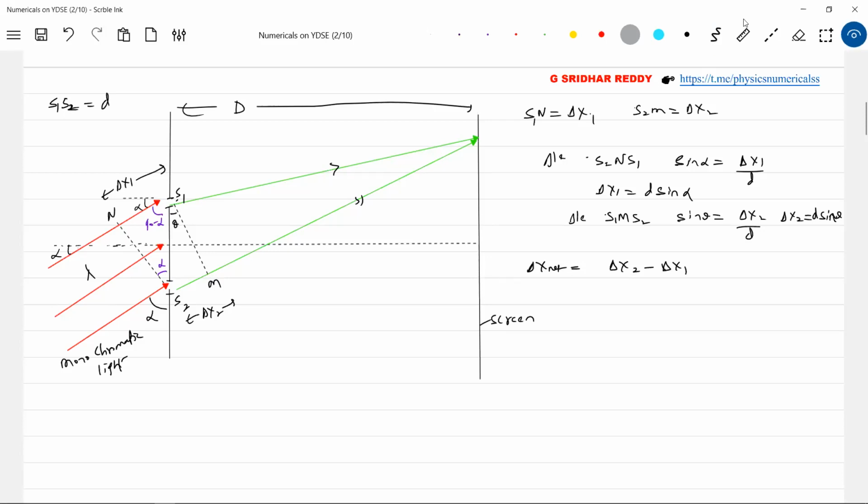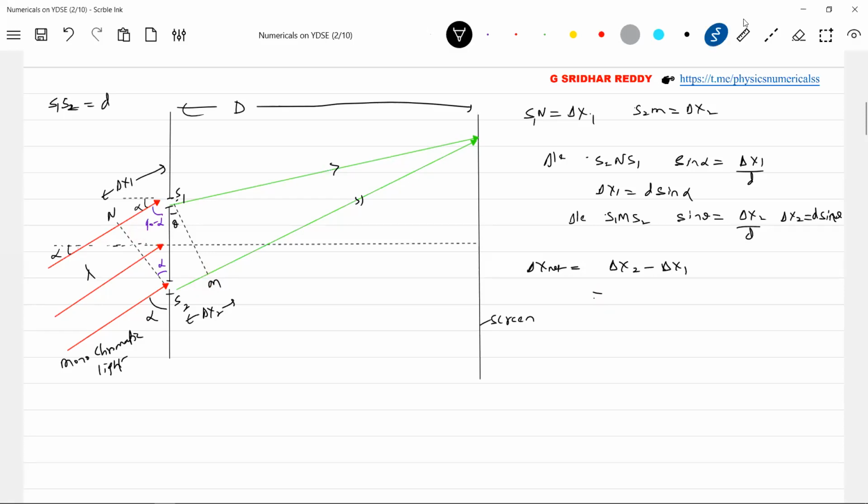Why this negative sign? Why do we have to subtract? Why not add? Because the ray 1, I'll call this ray 1, will traverse more path than the ray 2 before the slit. The ray 2 will traverse more path, or will cover more distance, whichever you feel convenient, after the slits. That's why I have to take the difference here.